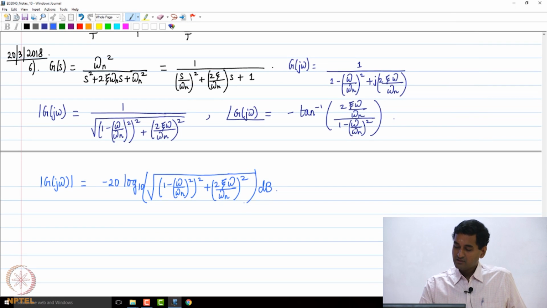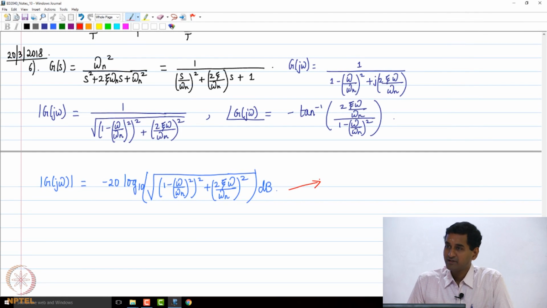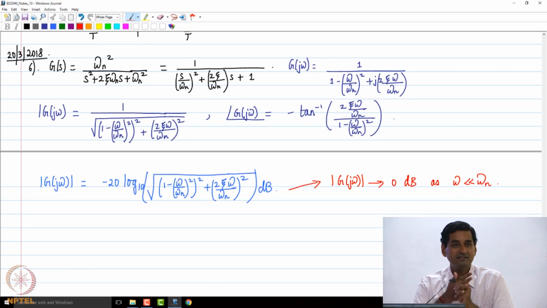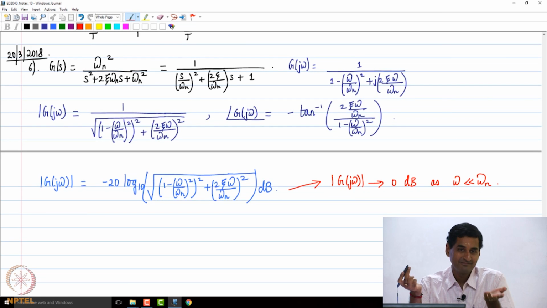This is going to be in decibels, right. What will happen as omega is very small? What do you think will happen to this magnitude when omega is very small when compared to omega n? The magnitude of G of j omega, you can immediately see, will tend to 0 decibels as omega is much smaller than omega n. Why am I taking omega n? Because we have omega divided by omega n, so I have to compare the frequency in relation to omega n.